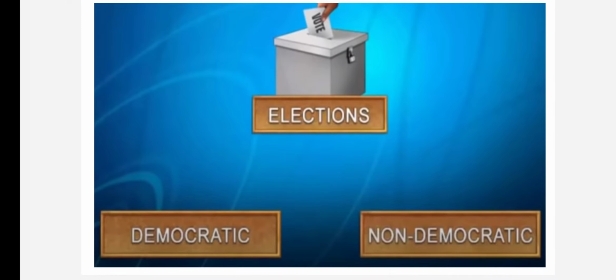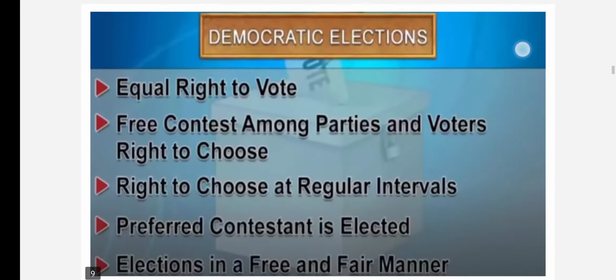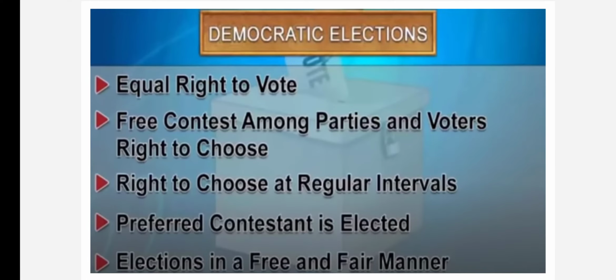The process of elections in a democratic country differs from that of non-democratic countries. So let's take a closer look at the characteristics of a democratic election. Firstly, everyone has an equal right to vote. Secondly, different parties and candidates contest freely in the election, and the voters have the right to choose their representatives from the different contestants. Thirdly, the right to choose a representative is available at regular intervals.